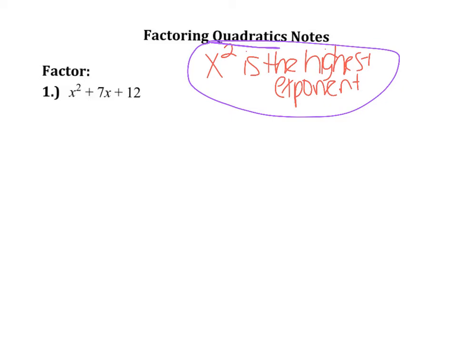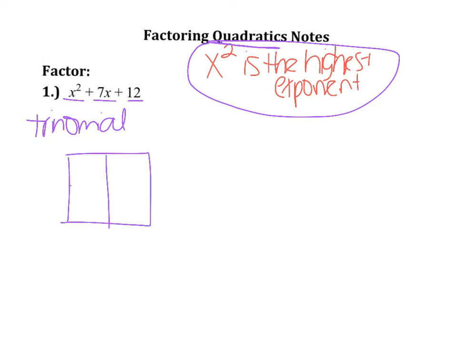For problem 1, first of all, factor means to break down. We are going to take what we have, which is called a trinomial. I know I'm throwing a lot of vocab at you, but it just means that there are 3 parts. Tri means 3. So the first thing we're going to do is make ourselves a rectangle or a box, and we're going to make ourselves a diamond. I'm just going to make mine one big X.